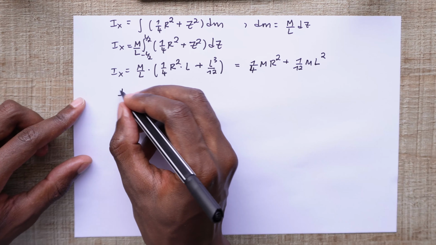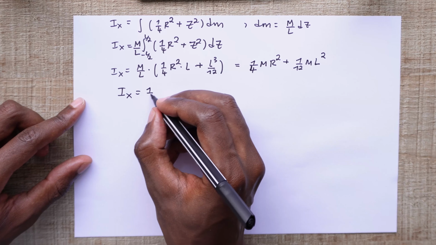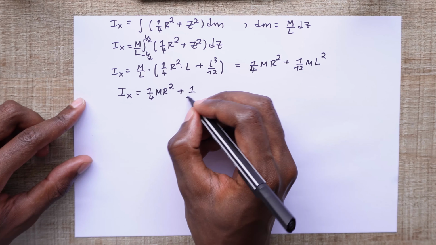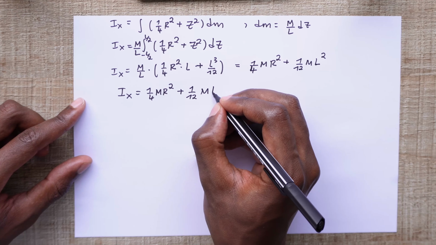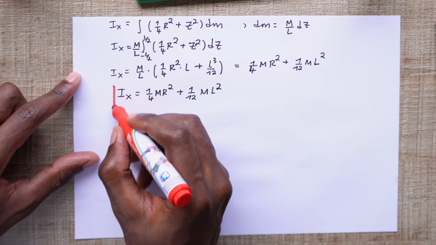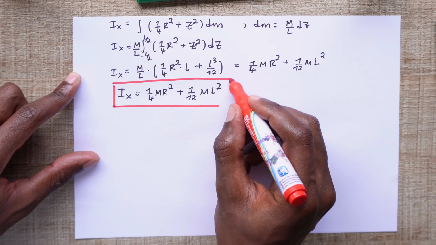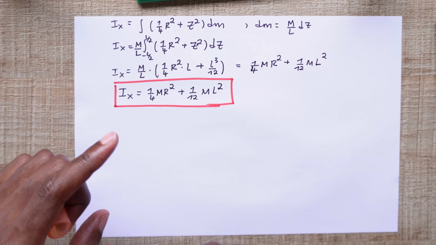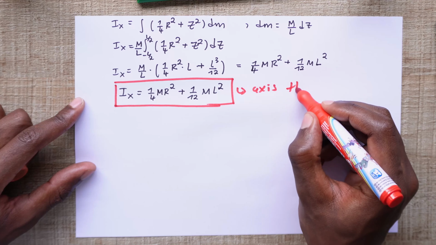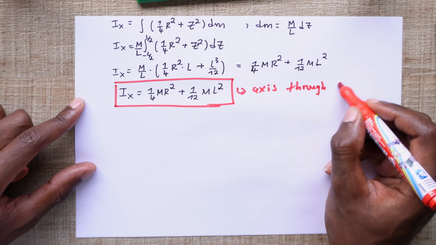So this is the moment of inertia of a cylinder about an axis passing through its center and perpendicular to the central axis. You can put that in the box. So axis through center.